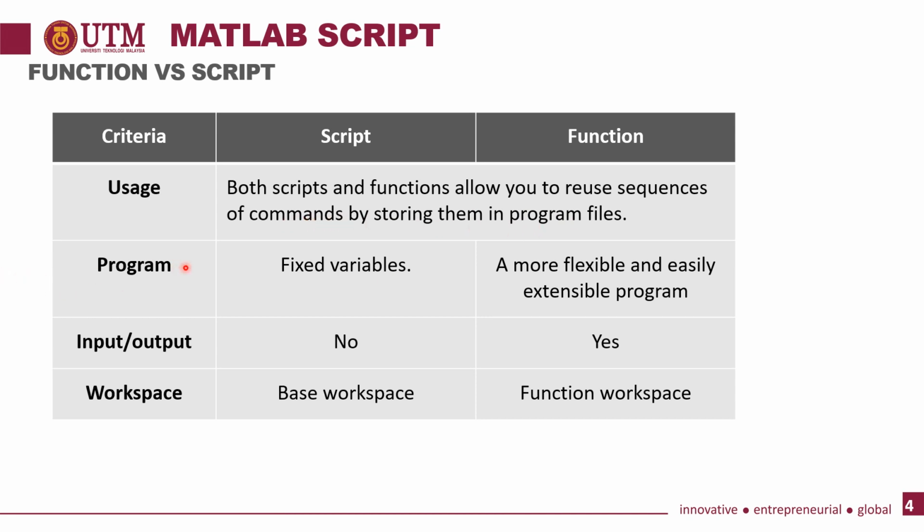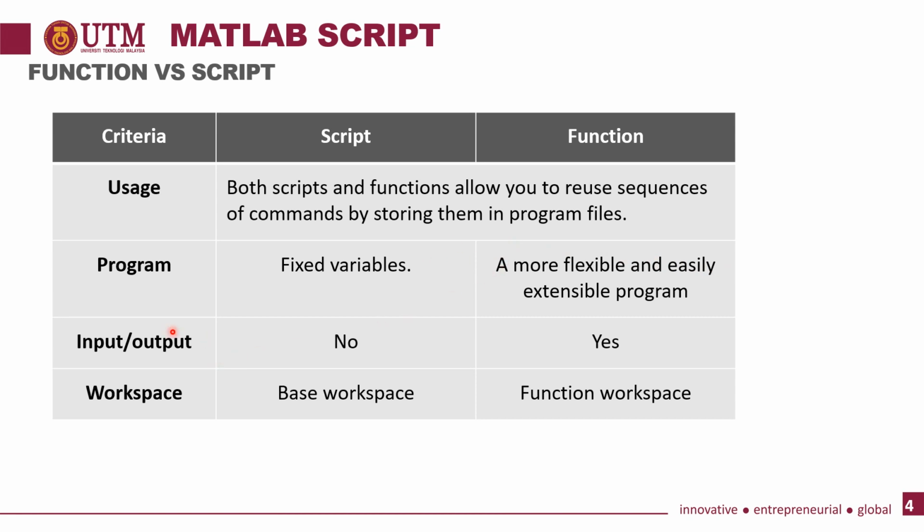Right, the second criteria is the program. So in a script, your program must have a fixed variable. So you cannot change the variable in your script. But a function is a more flexible and easily extensible program. Right, so when you call a function, you give the input value. If you don't want that input value, you can change it simply like that. Okay, so that is the difference between function and script.